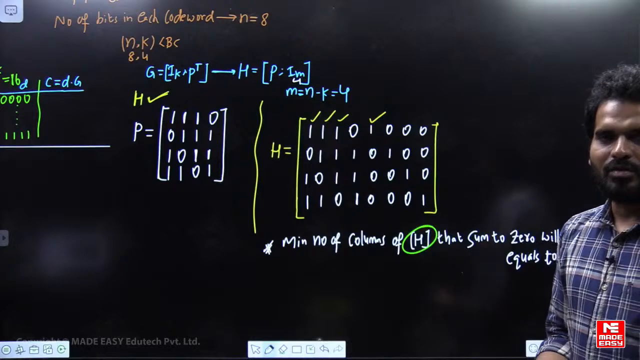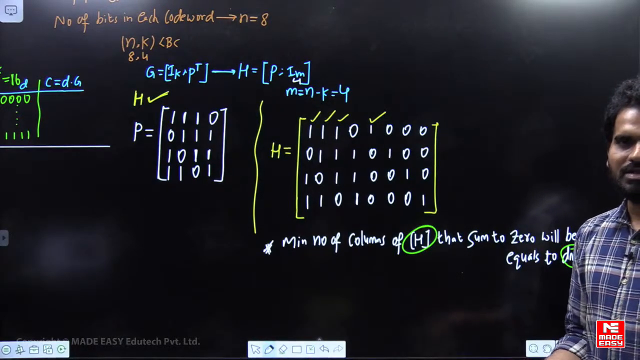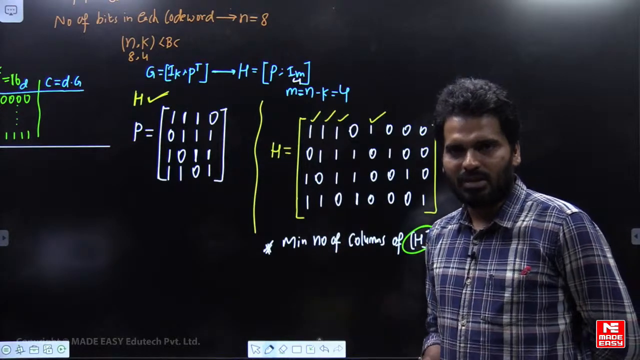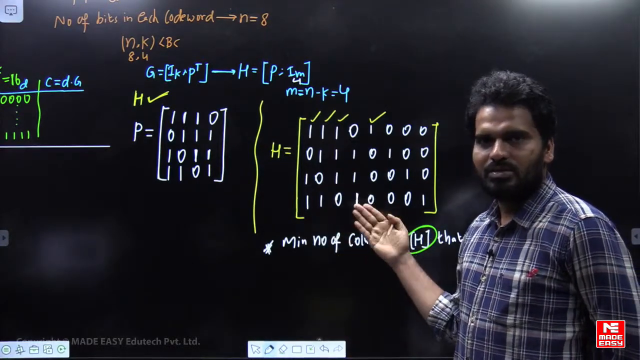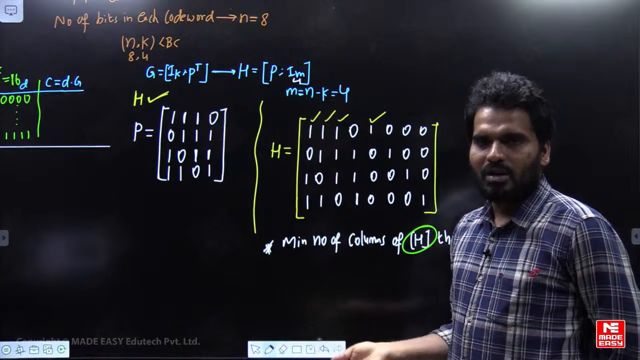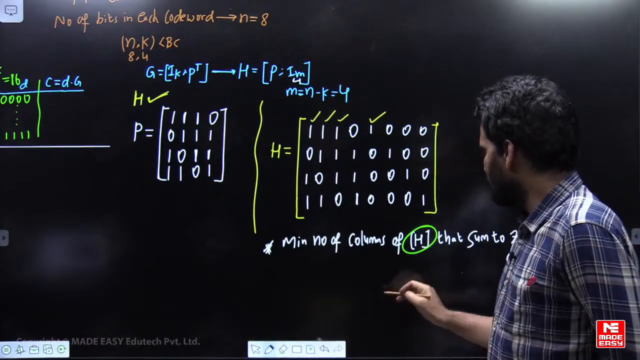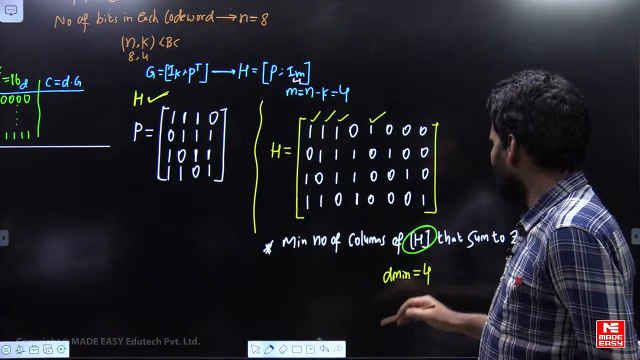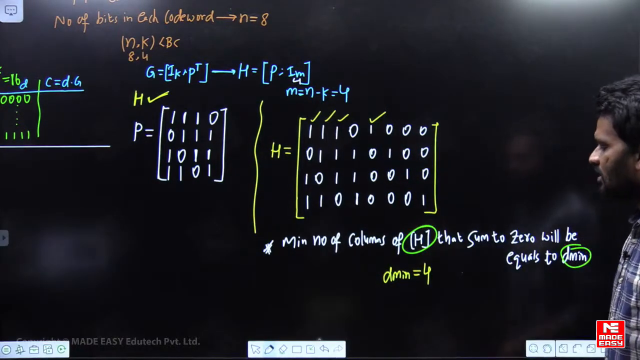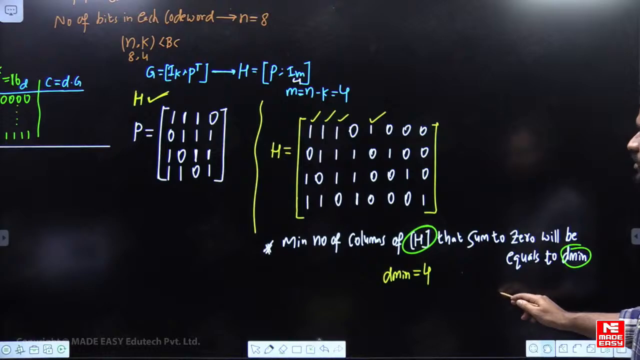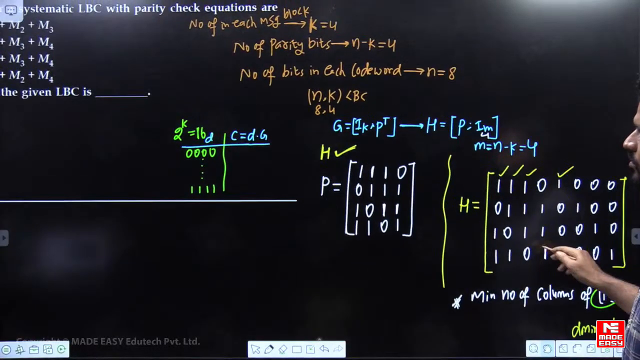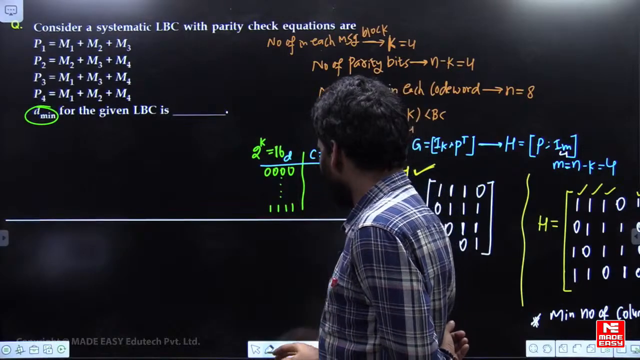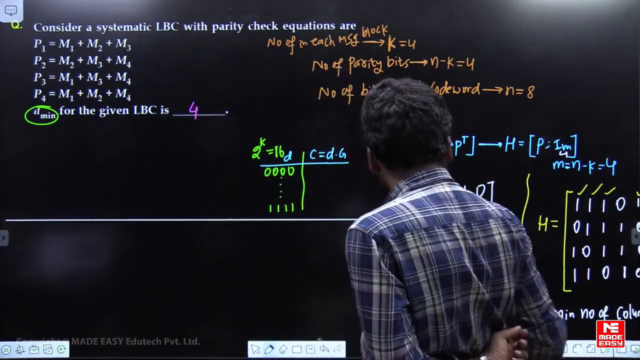The minimum number of columns of H that sum to 0 is 4 here. The sum of any two columns is not becoming 0, the sum of any three columns is not becoming 0, but the sum of 4 columns is becoming 0. So D min is equal to 4. The sum of 4 columns of the H matrix is becoming 0, so D min equals 4. This is how we can estimate D min from the H matrix. Okay, take care of this.